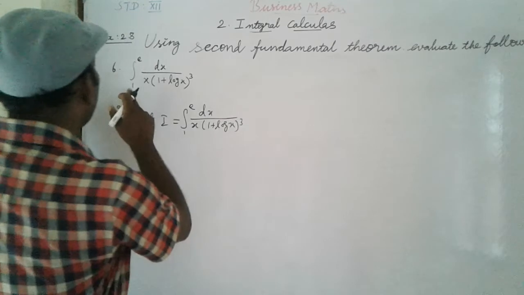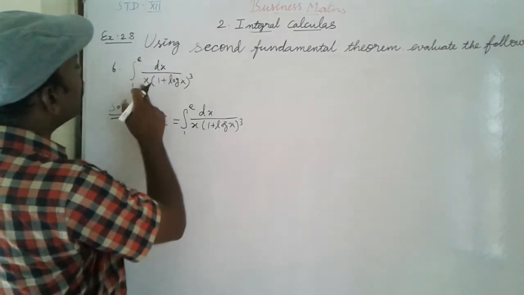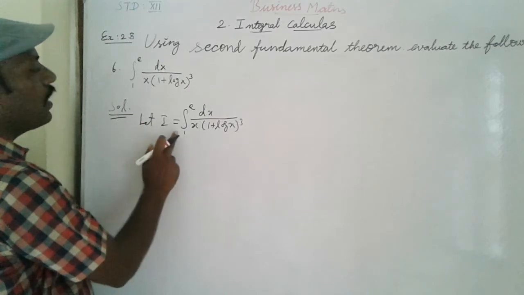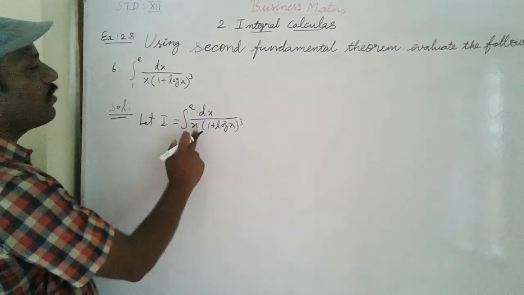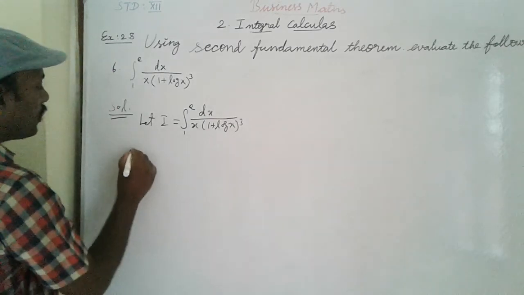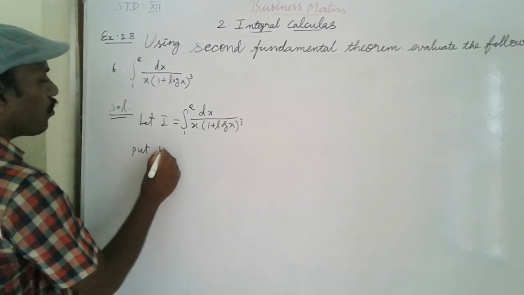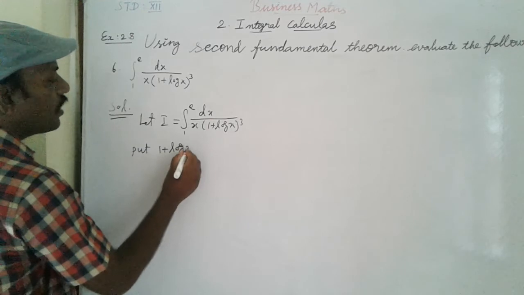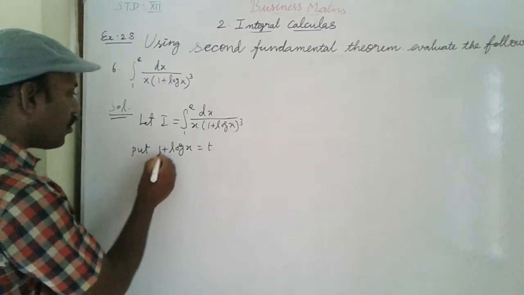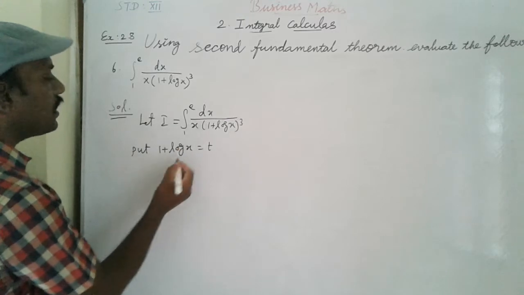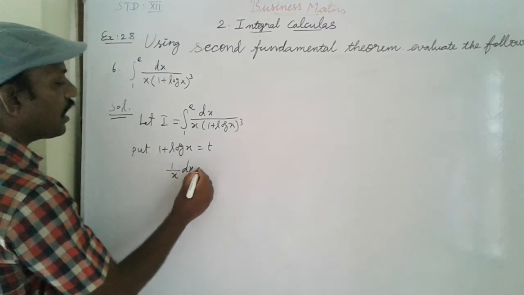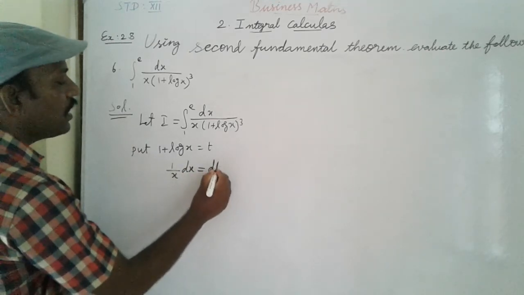Sixth sum: integral 1 to e dx divided by x into 1 plus log x whole cube. Solution: let I equal integral 1 to e dx divided by x into 1 plus log x whole cube. Put 1 plus log x equal to t. Differentiating, the constant is 0, and log x differentiates to 1 by x into dx, equal to dt.